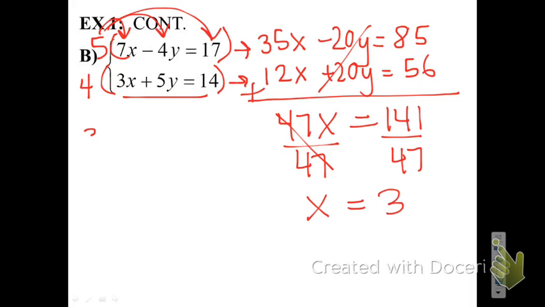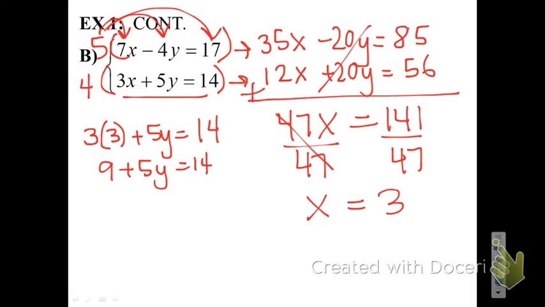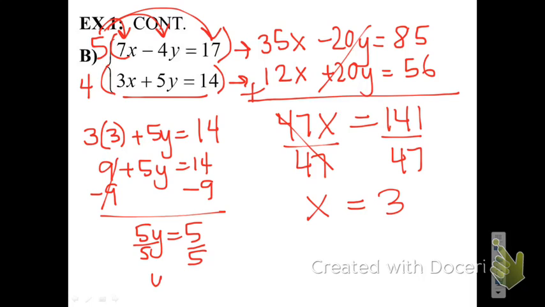So I go into the bottom equation and replace the x with 3, and then I solve this for y. So 3 times 3 is 9. Subtract 9 to both sides. Those 9's subtract out. 5y equals 5, divide by 5, and y equals 1. This tells us that we have one solution located at 3, 1.